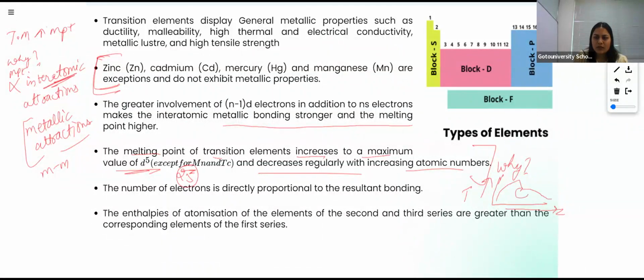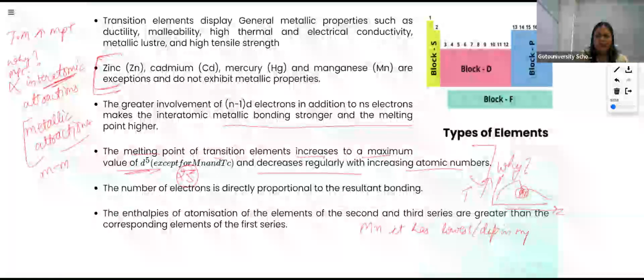Okay, we observe a greater dip in the melting point of manganese. Okay, why does this happen? Now there is a reason behind it, that manganese shows the lowest melting point, or a dip in melting point, than other transition elements.